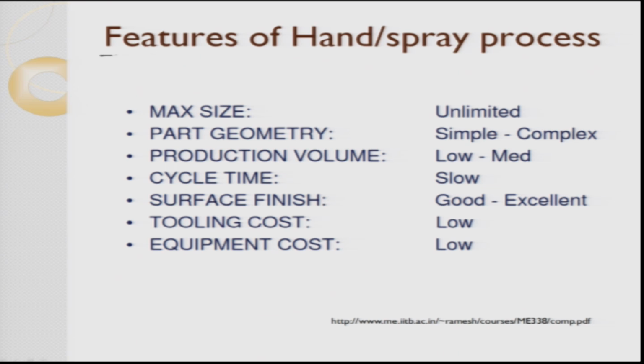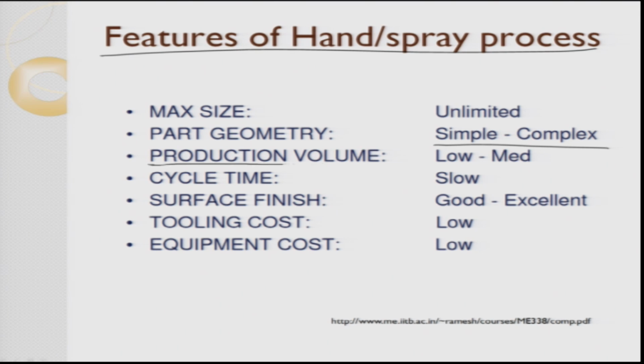If you look at the salient features, or the importance, if you want to understand which process to choose: for these two processes, size is not a restriction at all. You can make very large parts. Very small parts people don't do, because it is very difficult to make small parts and get them removed. So it is used for very large sizes. Part geometry can be very simple to complex. For example, the shell which I have shown you is a simple structure. A boat is slightly complex. You can also have aerospace components.